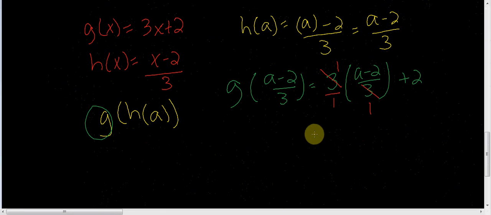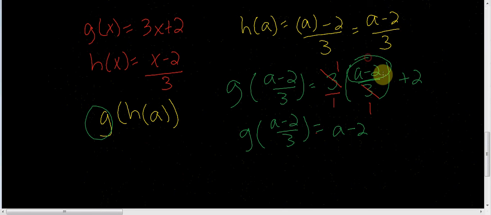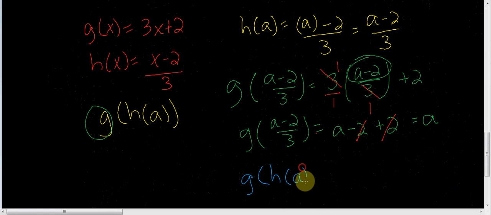So when I do that, I'm left with g of a minus 2 over 3 is equal to a minus 2, it's coming from right there, plus 2, and minus 2 and plus 2, they cancel each other out. So that's all equal to a, all that business right there. So my final answer is g of h of a is equal to a. That's what I got right there.